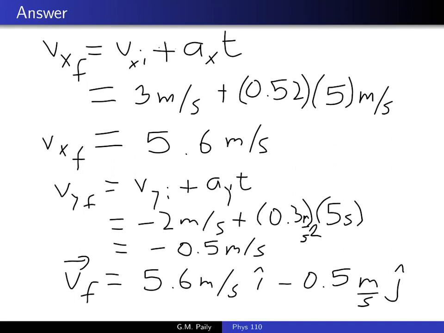If we want to find the direction, well, since this is motion in the xy plane, we can use inverse tan of the y component, vy, which is negative 0.5, over the x component, vx, which is 5.6. The inverse tan of that ratio, negative 0.5 over 5.6, will give us the angle that this velocity vector makes with the x-axis. However, let me remind you, inverse tan only works if you are working with a two-dimensional vector. It will not work in 3D in general.